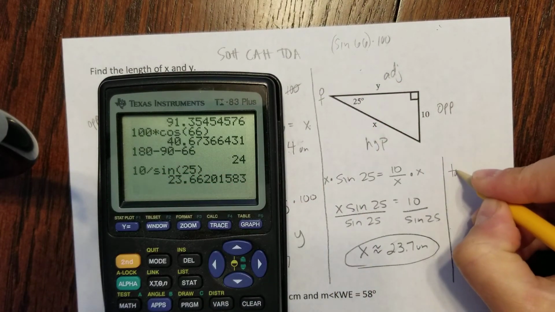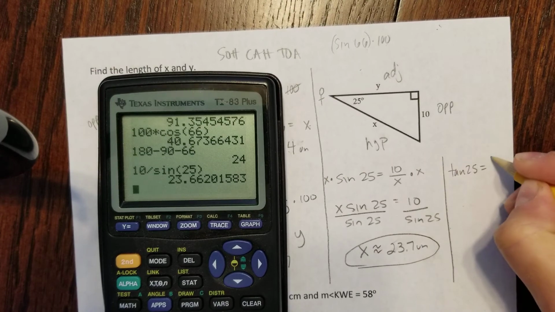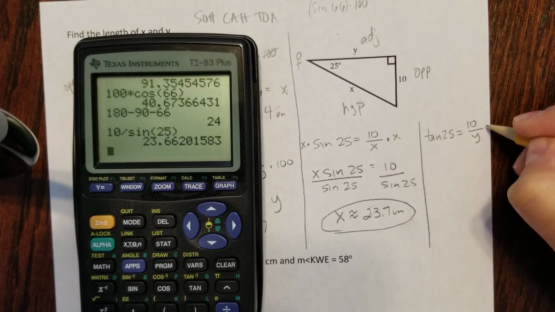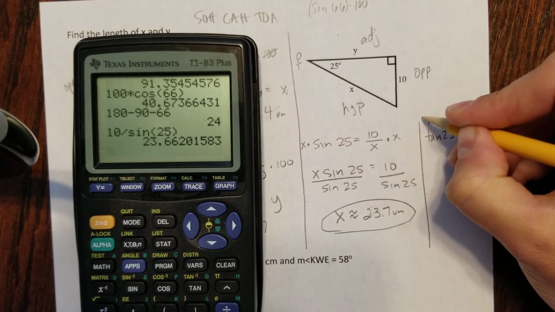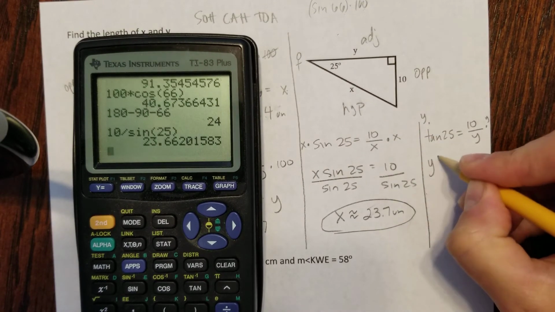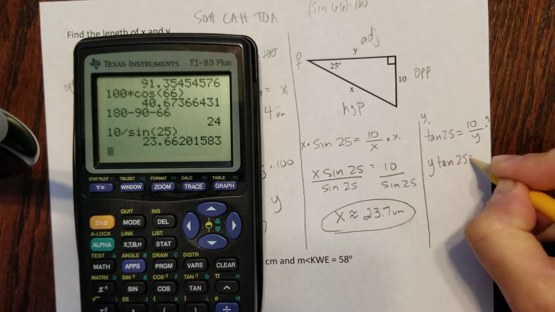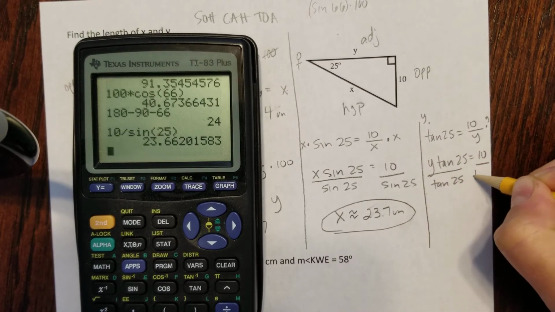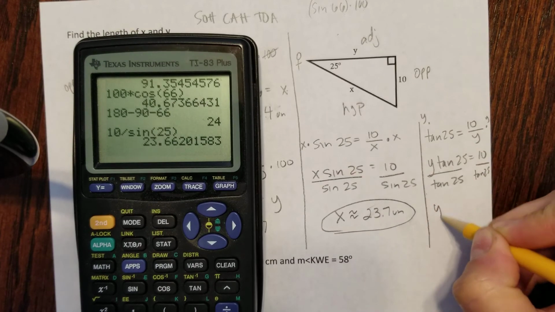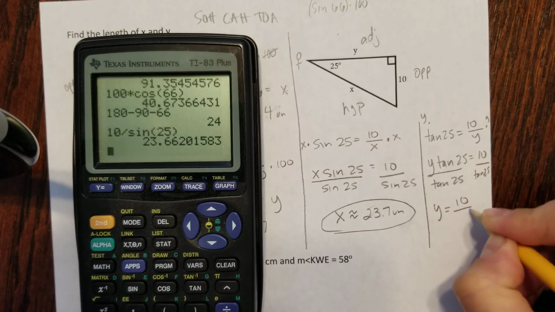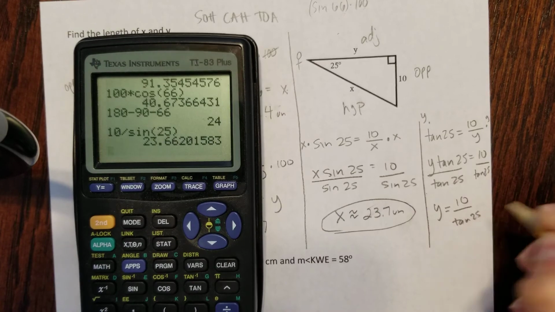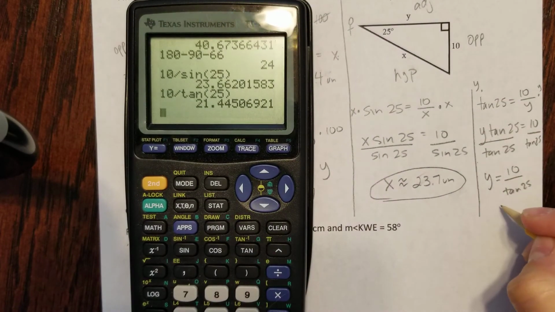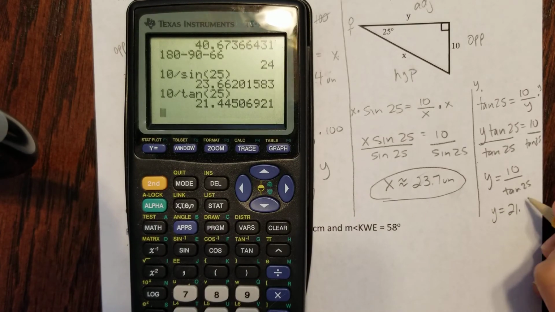That's tangent. So tangent of 25 equals opposite has to go on top. So we're going to multiply both sides by y. Sorry, I'm out of room here. So y times the tangent of 25 equals 10. Divide both sides by the tangent of 25. So y equals 10 divided by tangent 25. Y equals 21.4.